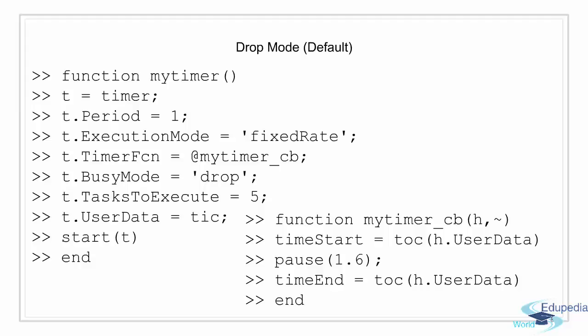For example, suppose here I have created a timer with a period of 1 second, so it will execute every second. But I have defined a callback that requires at least 1.6 seconds to execute. This callback is shown in the right side bottom corner. In my timer function, I have defined tasks to execute as 5, which means that 5 times 1.6, that is 8 seconds, is the total execution time. In the table in the next slide, I am going to describe how the timer manages the execution queue.